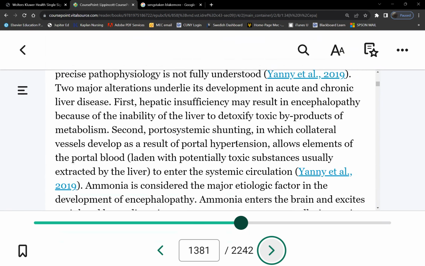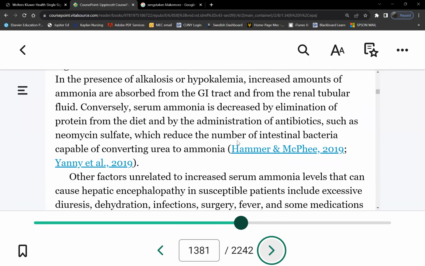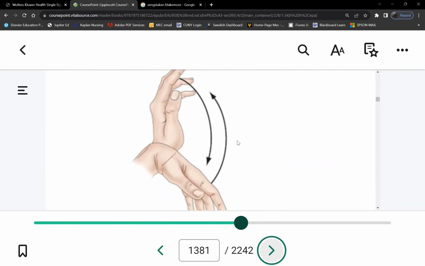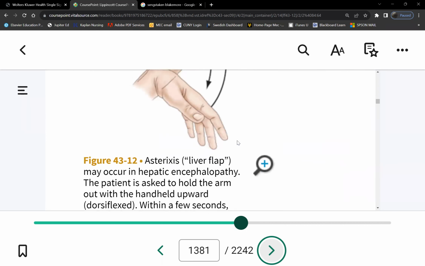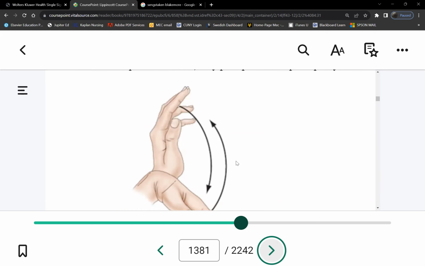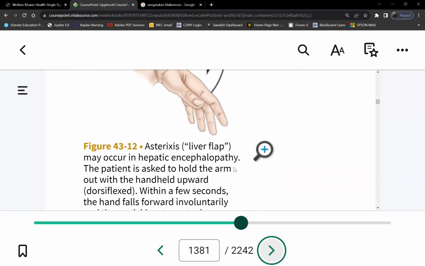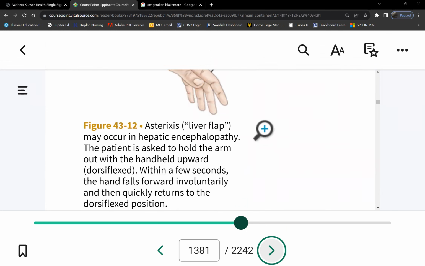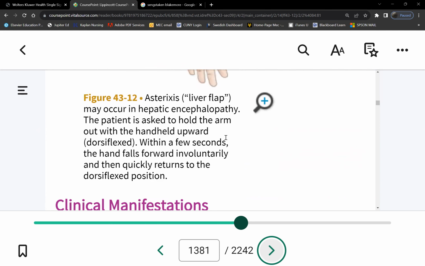Earlier on, there are different stages here, by the way. I'm not testing the stages, but in the moderate to advanced stage, the patient will have asterixis. This indicates that the nerves in your brain cells are already very irritable. You ask them to suspend their arms like this, and they will have flapping tremors. We call that asterixis or hand flapping. This indicates moderate to advanced disease.